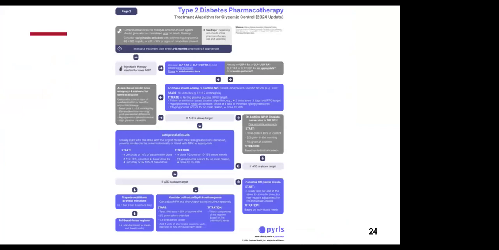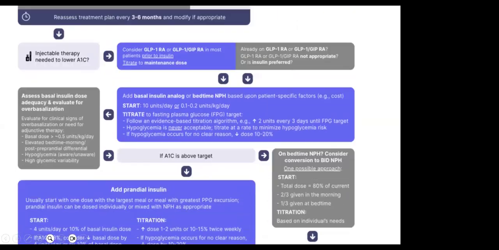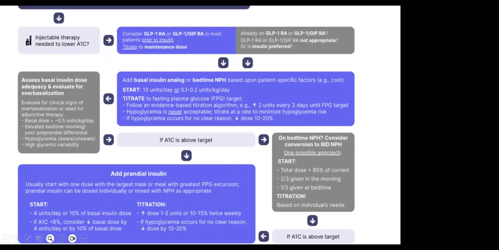So for patients that you want to start on insulin directly, so those with A1C greater than 10%, you want to first look at other injectable therapies that can be used before you go for insulin. So things like the GLP-1 receptor agonists can be used before you use insulin. But if still you do not achieve, then you can now add basal insulin in this case.